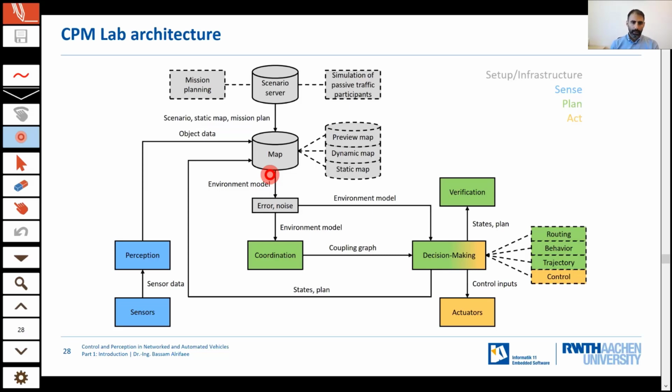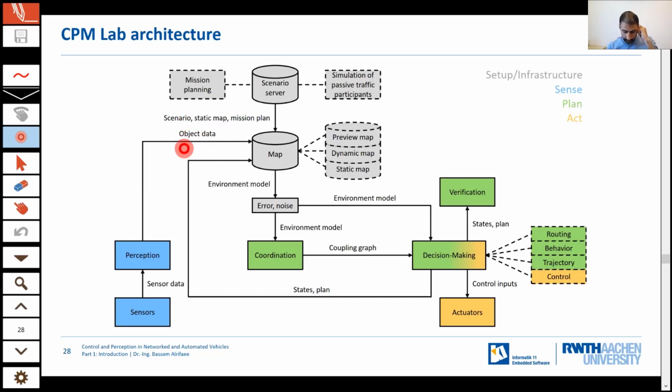So going to the sense part, we can divide it into two modules. This modular architecture in the lab allows for fast replacement of some modules. If you want to change anything in the lab, you don't have to change the whole lab. You just replace a module, and ideally it should work together with the other modules if you have considered the interfaces in the right way. So we have sensors. Sensors send sensor data to the perception, and the perception computes object data.